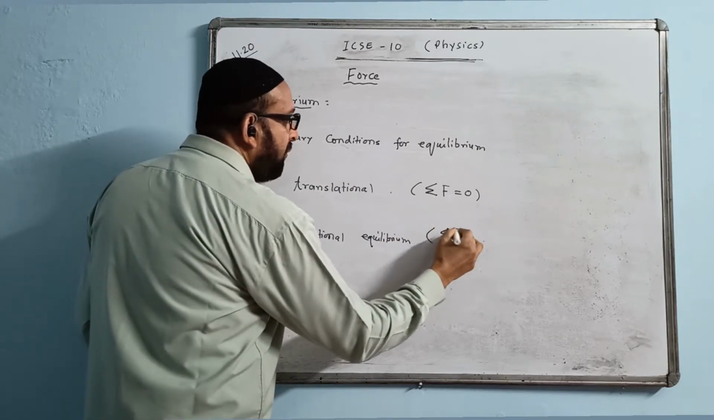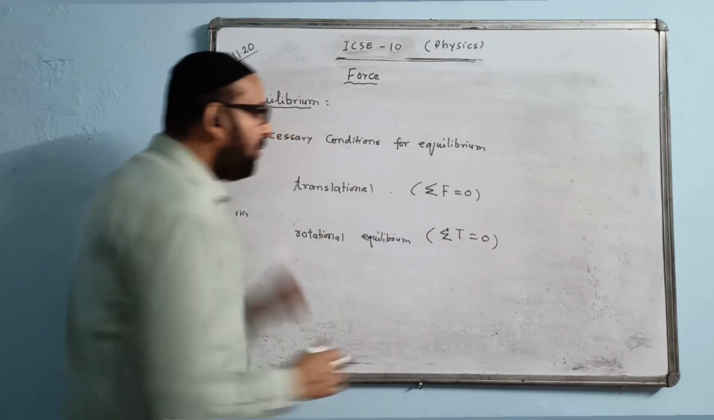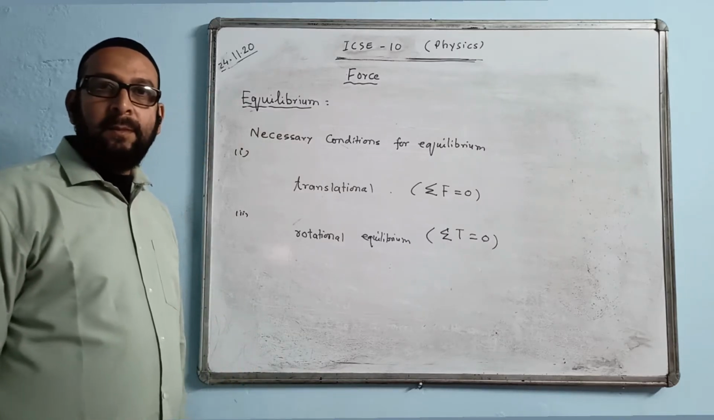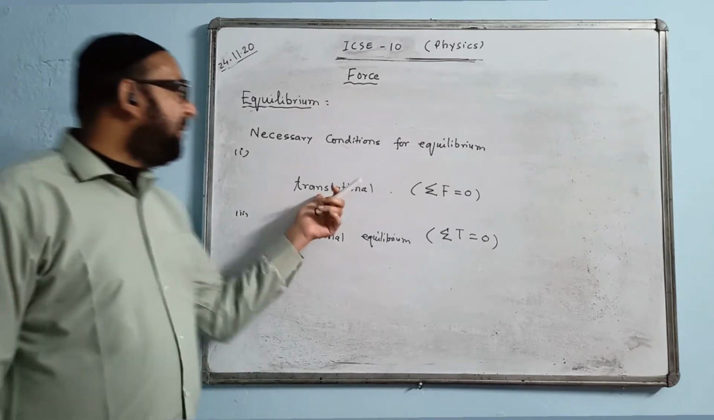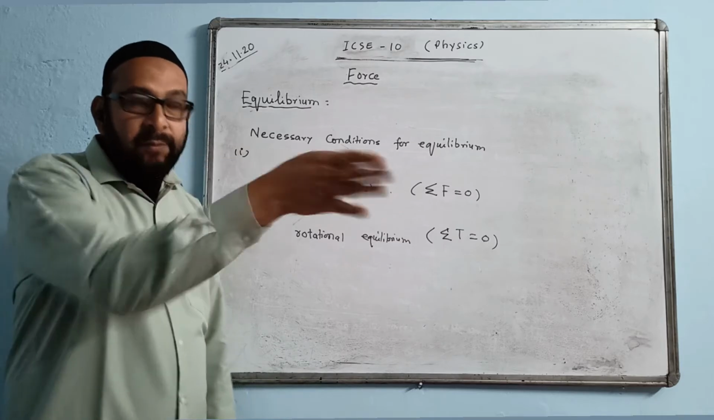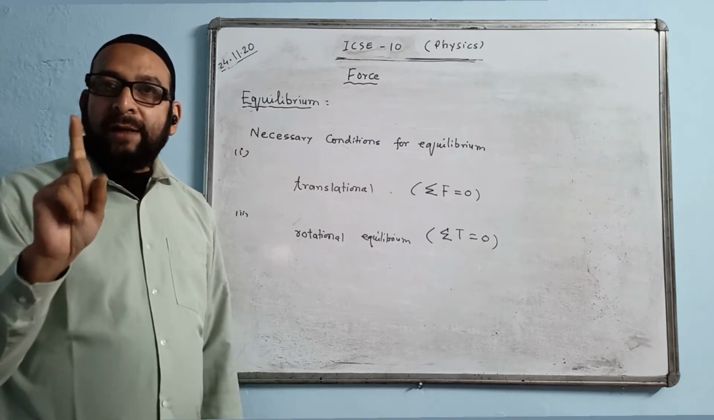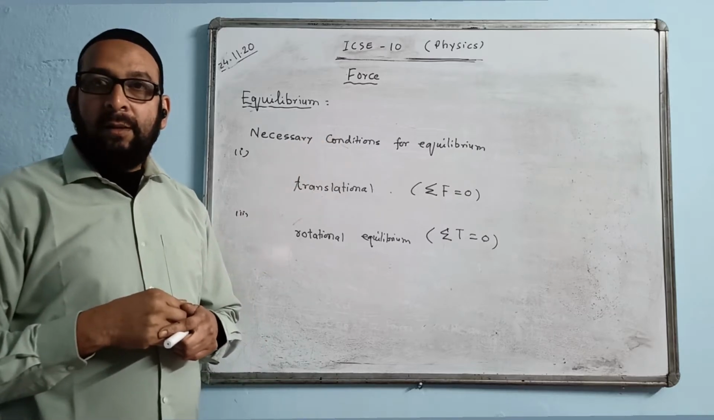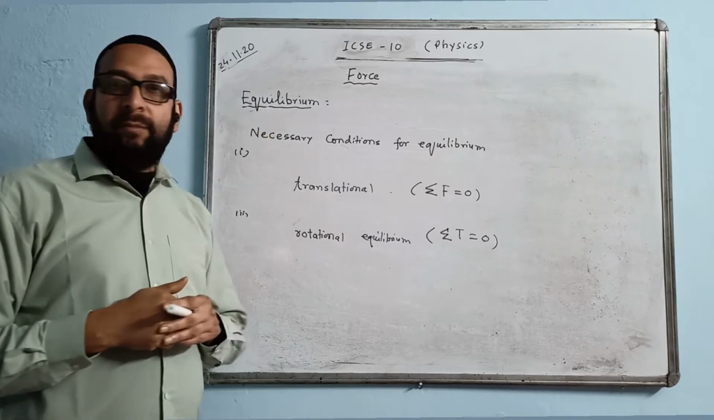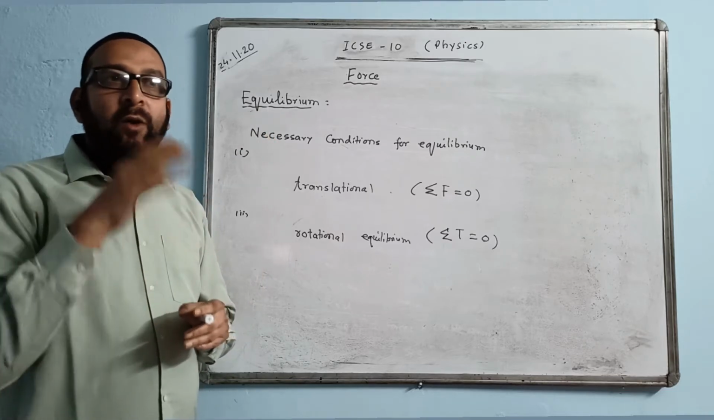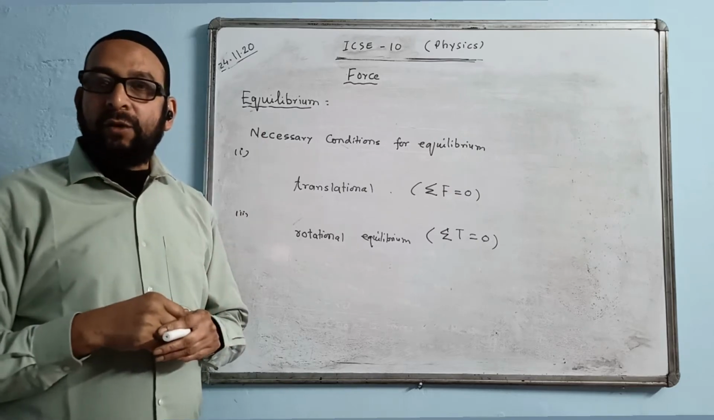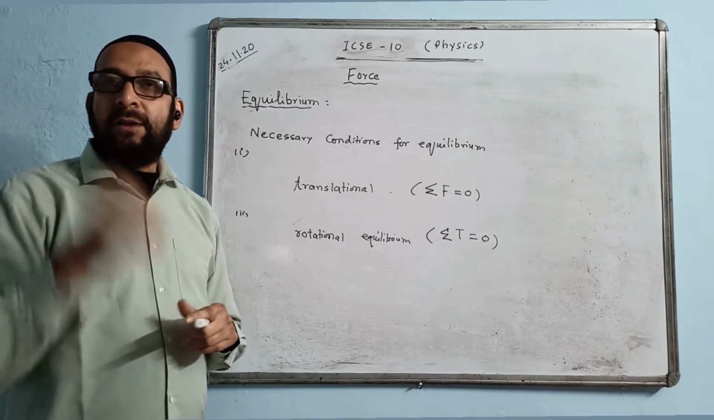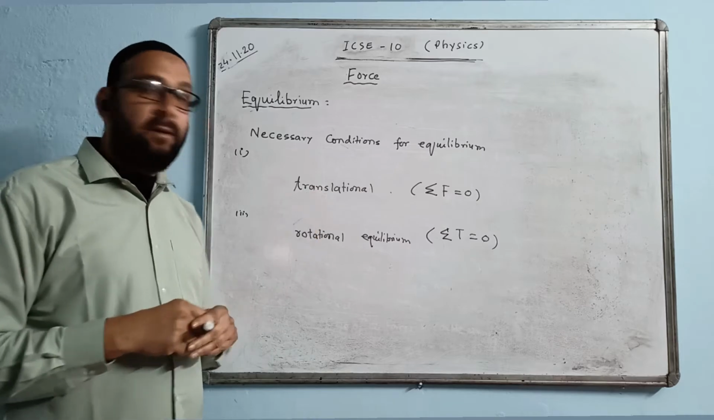Under the bracket you write: summation of torque must be 0. Sum of all the torques must be 0. Okay, you can understand the meaning of translational equilibrium. Translational motion is straight line motion. When the net force acting on the body is 0, the body will not have translational motion. The body will be in equilibrium, or if the body is already moving, it will continue to move with the same velocity in the same direction because the net force acting on it is 0. That is the first case.